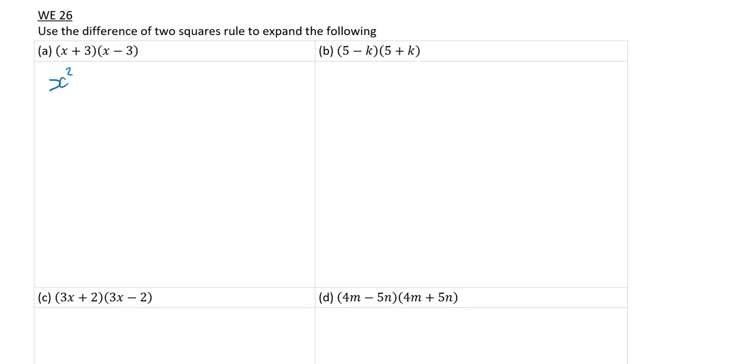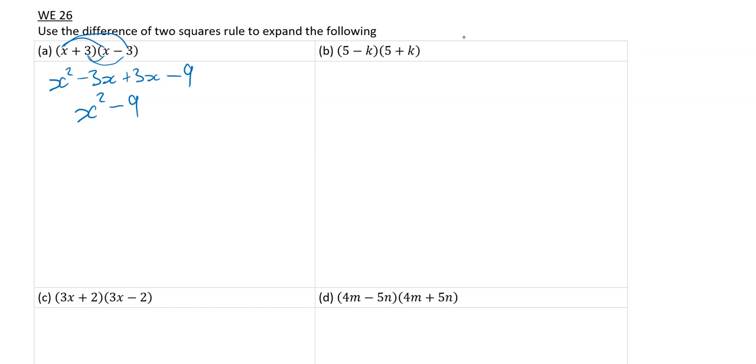So x squared, then x times negative 3 gives me minus 3x. And then 3 times x, so plus 3x. And then positive 3 times negative 3, and a negative times a positive is always a negative, so minus 9. Now, if I collect like terms, if I've got negative 3x and I add 3x to it, how many x's am I going to have? Zero x's. So what would I write then? Okay, x squared minus 9. Great. So we can all recognize that.